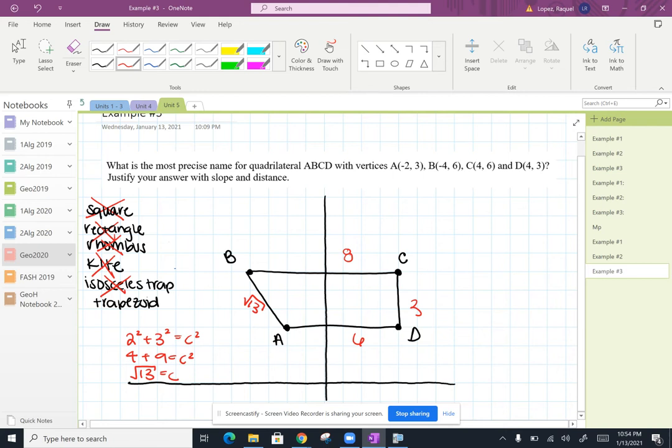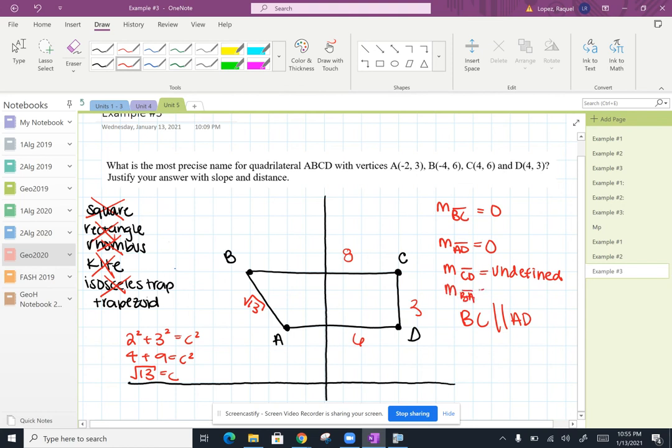Now, in a trapezoid, we only have one pair of parallel sides. Let's show that really quick. The slope of BC, since it's a horizontal line, is 0. The slope of AD is also 0 because it's another horizontal line. And if you're curious about the slope of CD, for vertical lines, the slope is undefined. So there we go. We've shown that BC is parallel to AD, and that is the only pair of parallel sides. Let's check BA.